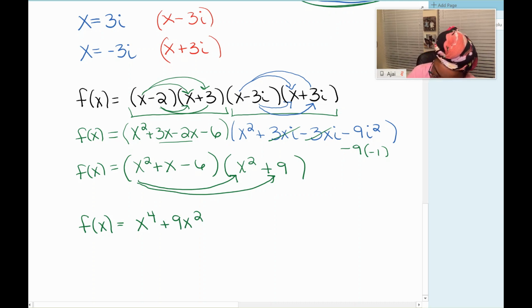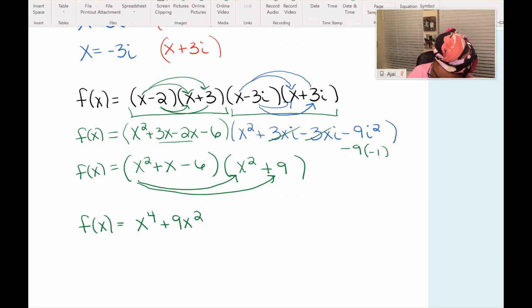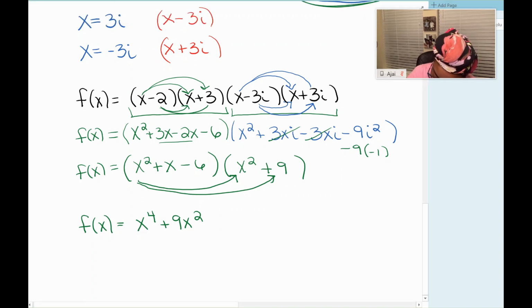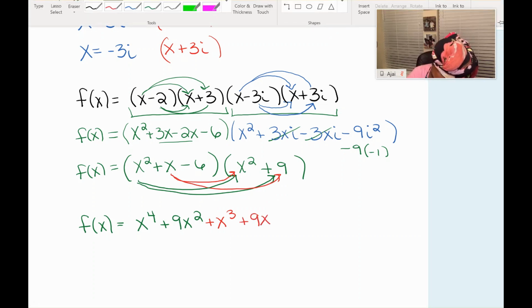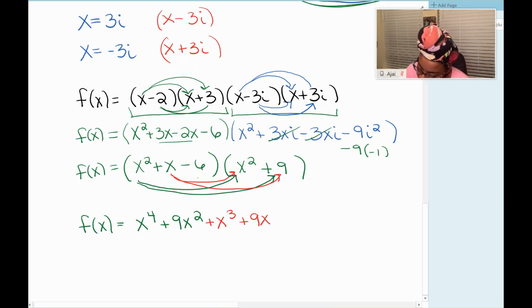Then I go to the next number, right? Let's do this in a different color. Let's do x times x squared. That's going to be x to the 3rd. And let's do x times 9. That's going to be 9x. Then let's go to a different one. Let's go blue. I have negative 6 times x squared. That's negative 6x squared. And then I have negative 6 times 9. That's negative 54.